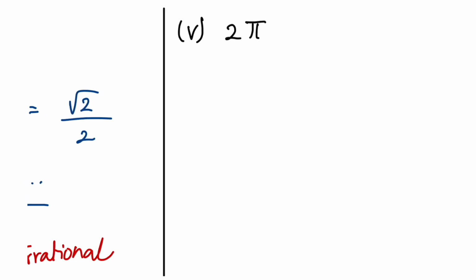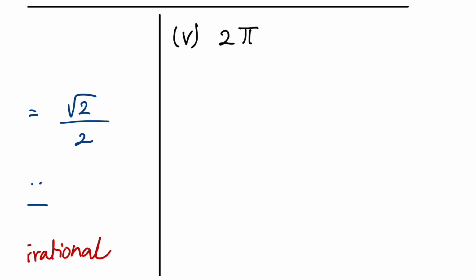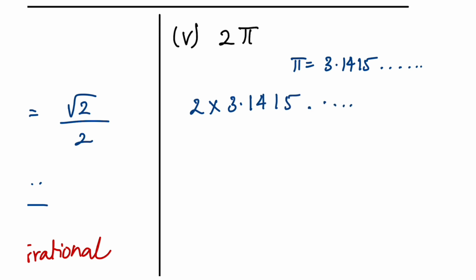Moving on to the next and the last subdivision here, that is 2 pi. Okay, so the value of pi is 3.1415... So pi, as we know, is an irrational number. It keeps on going and it doesn't repeat itself, right? So pi is an irrational number. So when you multiply that with 2, 3.1415, that is also going to give you an irrational number.